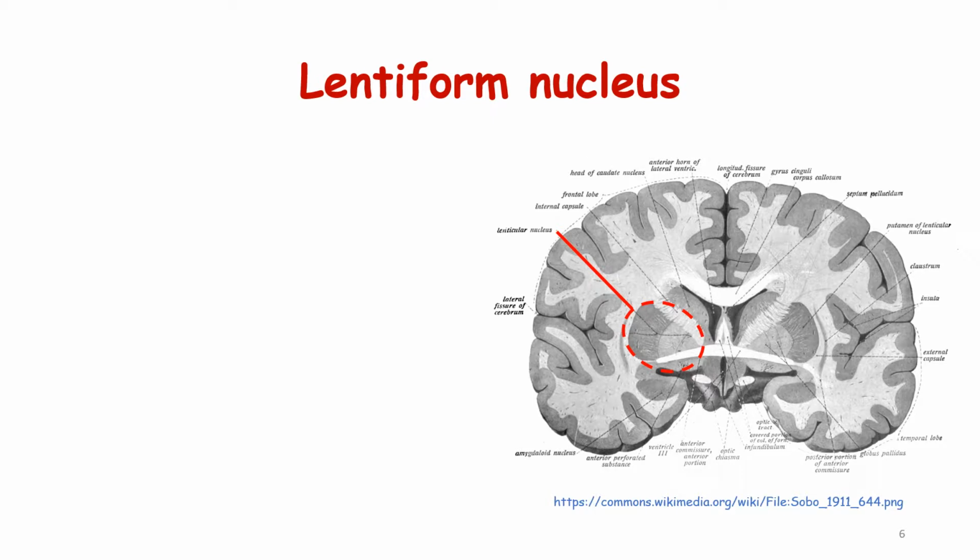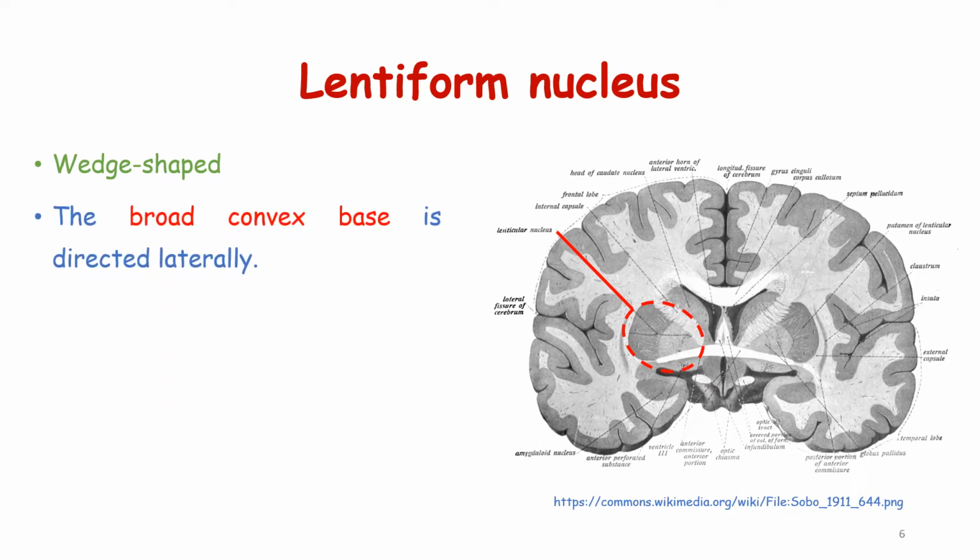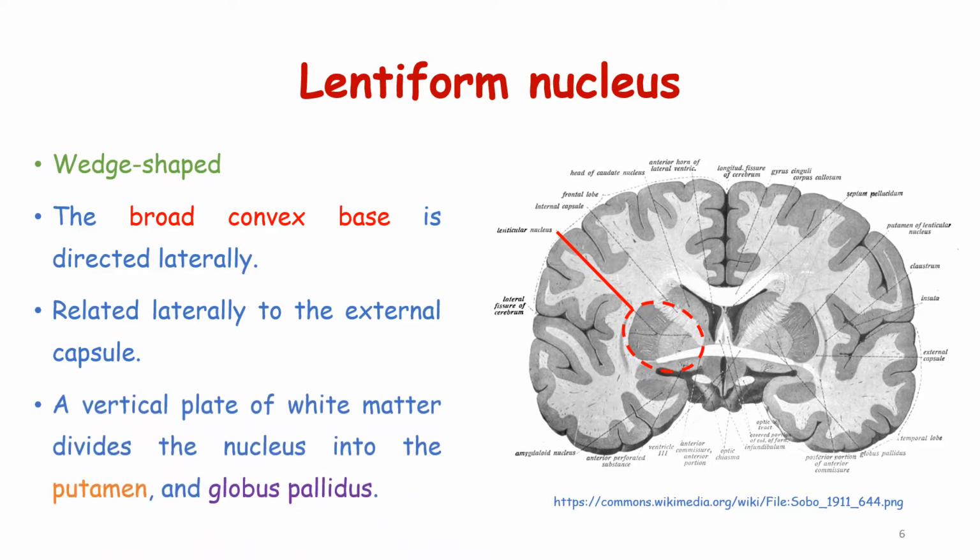The lentiform nucleus is a wedge-shaped mass. The broad convex base is directed laterally. The lentiform nucleus is related laterally to a thin sheet of white matter, the external capsule. A vertical plate of white matter divides the nucleus into a larger, darker lateral portion, the putamen, and an inner lighter portion, the globus pallidus.